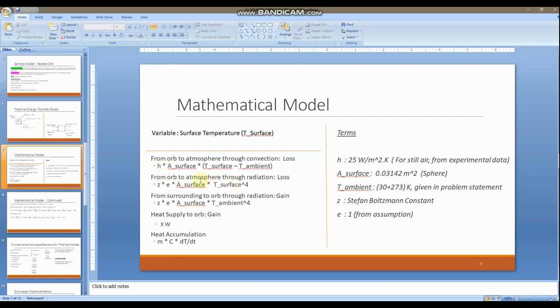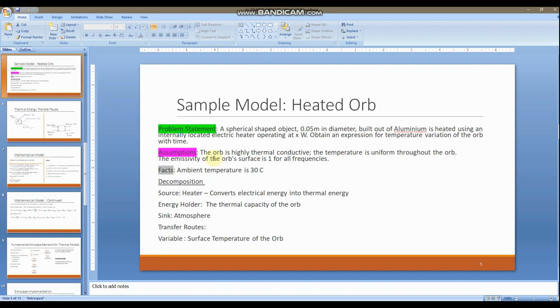Okay, then let's move on to the radiation loss. The generic equation is given in a previous slide. I think these two terms are straightforward. Z is actually the Stefan-Boltzmann constant. It's, as the name implies, a constant. And for emissivity, we'll have to use another assumption: that the emissivity of the orb surface is 1 for all frequencies.